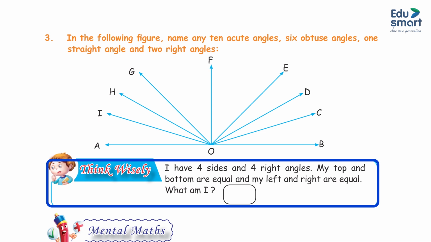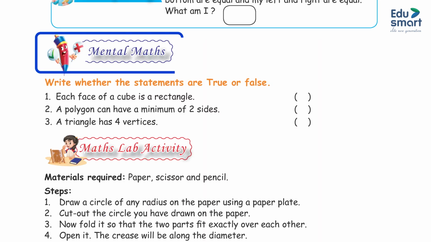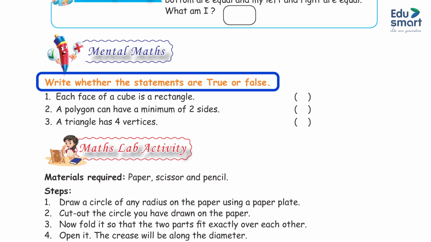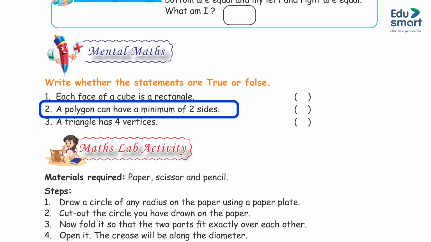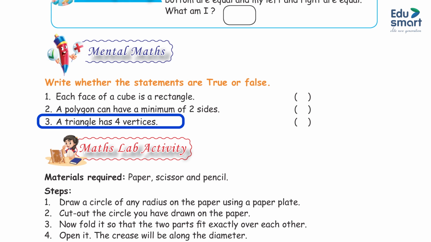Think wisely. I have 4 sides and 4 right angles. My top and bottom are equal and my left and right are equal. What am I? Answer: rectangle. Mental maths. Write whether the statements are true or false. 1. Each face of a cube is a rectangle. False. 2. A polygon can have a minimum of 2 sides. False. 3. A triangle has 4 vertices. False.